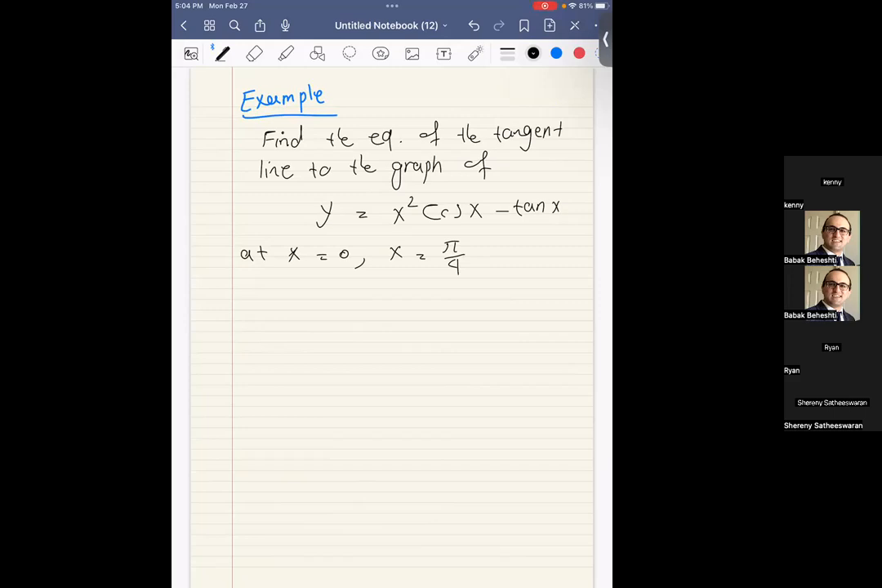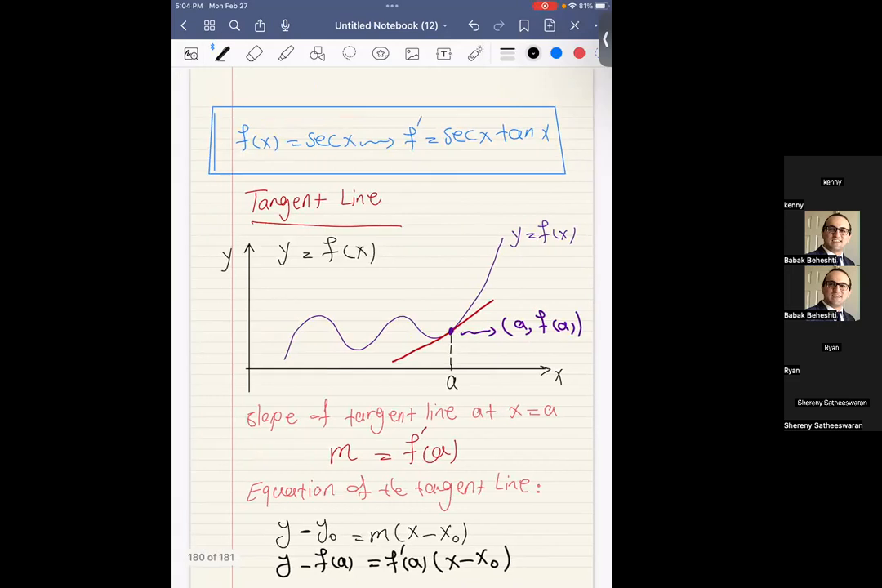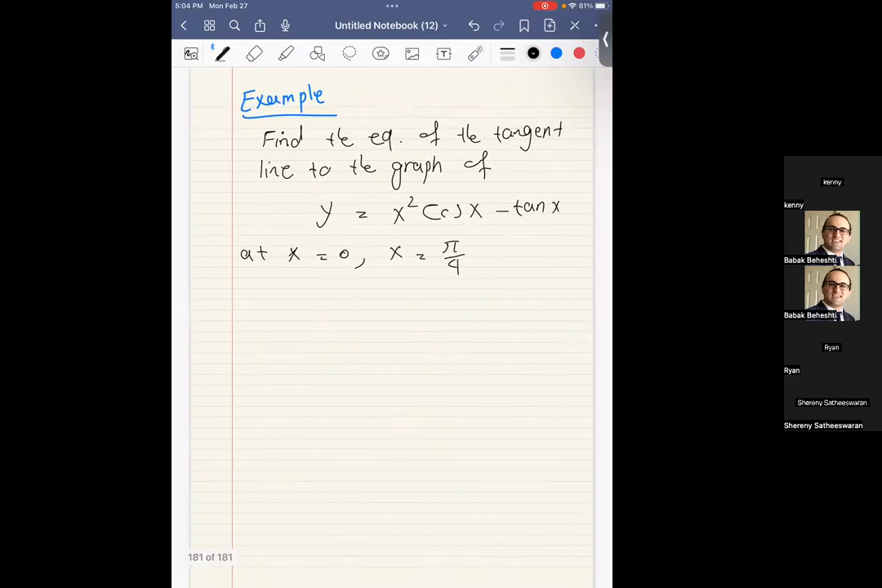So let's do it first at x equal to 0. In order to find the equation of the tangent line, as I said, the first and the most important thing is to find the slope. In order to find the slope, you need to find the derivative at that point. So you have to take the derivative first.